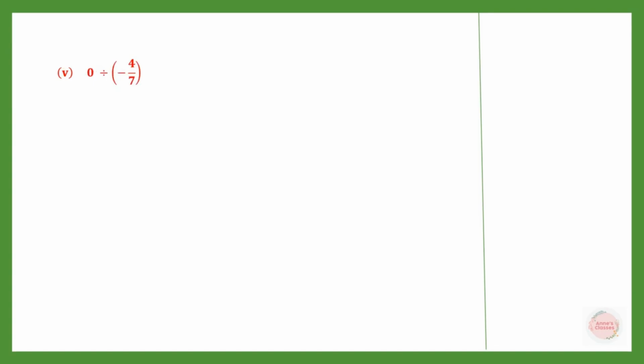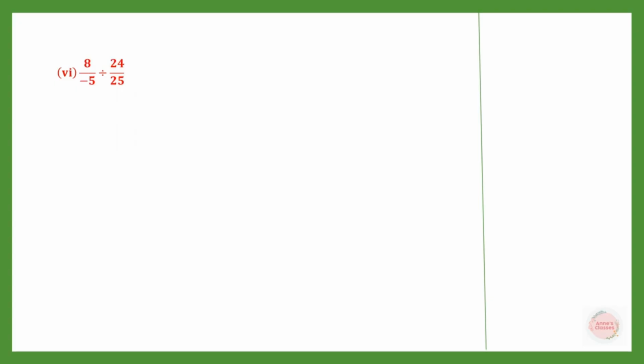Question 5. 0 divided by minus 4 by 7. So 0 and division changes to multiplication. Minus 4 by 7 becomes 7 by minus 4. Now anything into 0 will give us 0. So 0 into 7 by minus 4 is 0. So the answer to this question is 0.